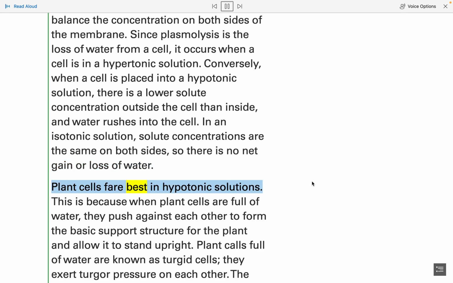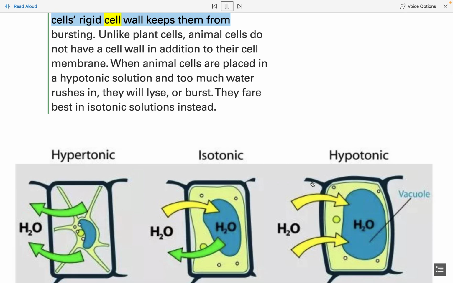Plant cells fare best in hypotonic solutions. This is because when plant cells are full of water, they push against each other to form the basic support structure for the plant and allow it to stand upright. Plant cells full of water are known as turgid cells. They exert turgor pressure on each other. The cell's rigid cell wall keeps them from bursting.